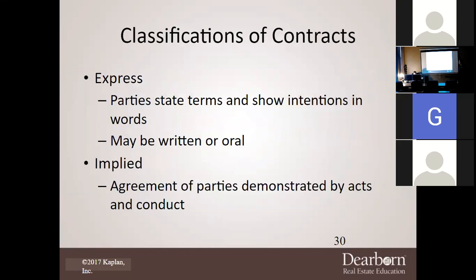Okay. Now, like we stated before, there are two types of contracts. Okay. There is express and then there is implied. Right? Express basically is like this. Mr. Eugene, I would like to purchase your house for $500,000 and I would like to move in 30 days. Okay? In that situation, what have I done? Expressed.